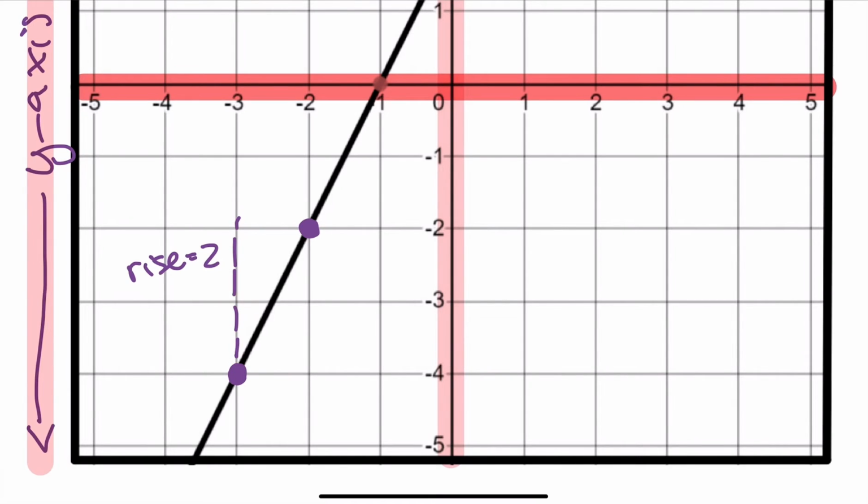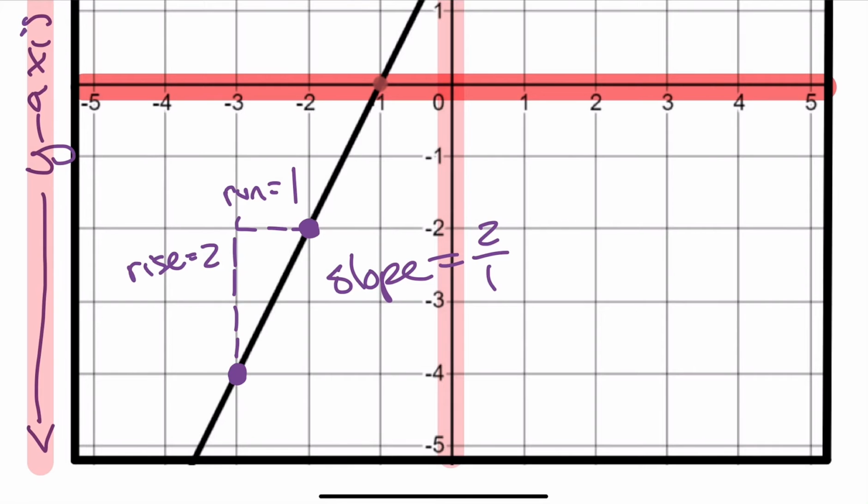All right. Now I need my run. How many over do I need to go? It looks like it just needs 1 box. So my run is going to equal 1. All right, so now before we said our slope is going to be the rise over the run. So slope is equal to the rise, which was 2, over the run, which was 1. So our slope is 2 over 1 for this.